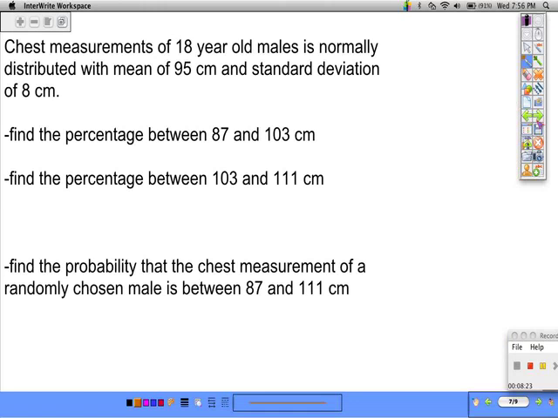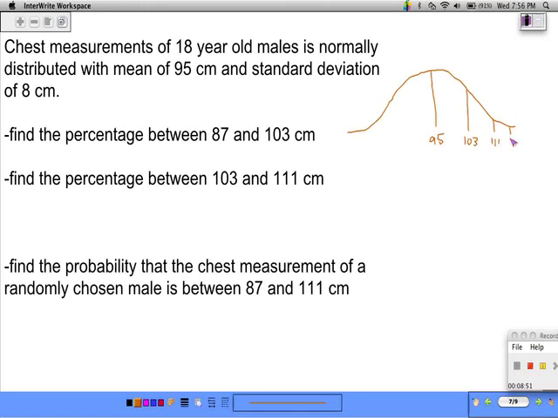So here we have chest measurements. They're found to be normally distributed with a mean of 95, so in the center of this bell curve we have 95, and a standard deviation of 8. So one standard deviation above the mean would be 103. Another one would be 111. 3 standard deviations would be 119. One standard deviation below the mean would be 87. 2 standard deviations below the mean would be 79. And 3 standard deviations below would be 71 centimeters.